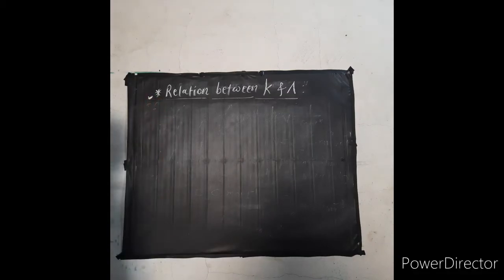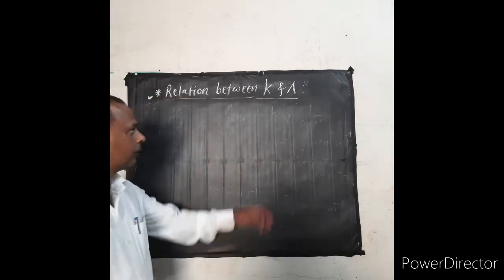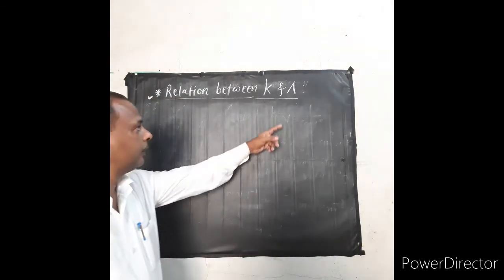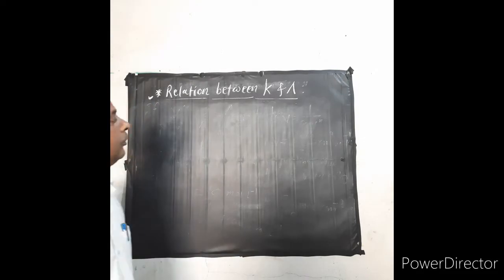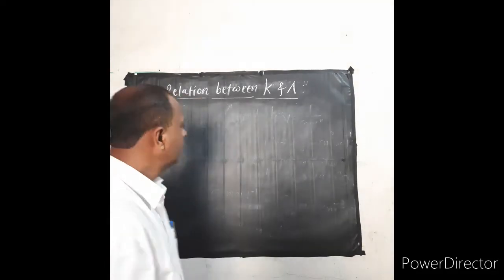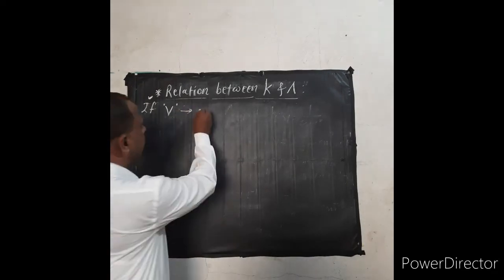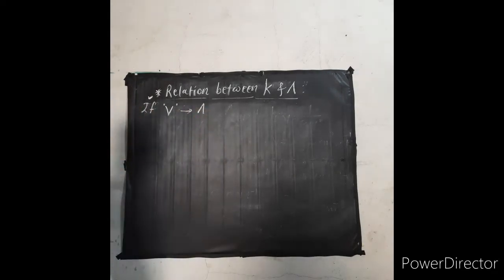Now we study the relation between K and lambda. K is the conductivity and lambda is the molar conductivity. Consider that if V is the volume of solution in centimeter cube containing 1 mole of dissolved electrolyte, then its electrical conductance is lambda.